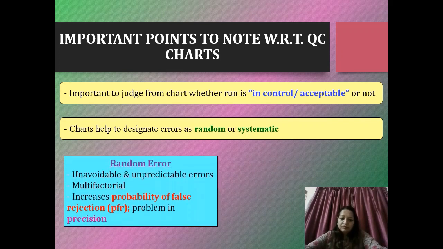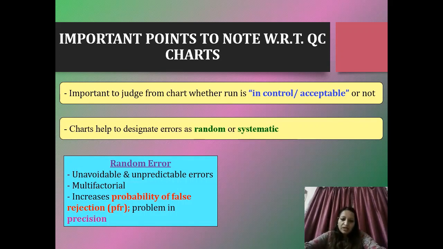Now, what is a random error? A random error is an unavoidable and unpredictable error. It can be due to a wide number of factors like wrong pipetting, inadequate cooling, inadequate or improper reconstitution, and it increases the probability of false rejection. So the problem lies in repeatability, or a problem in precision.